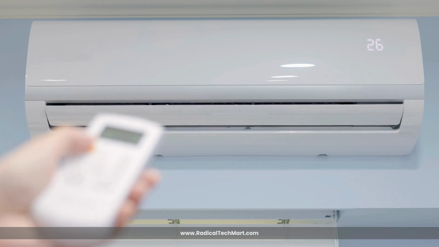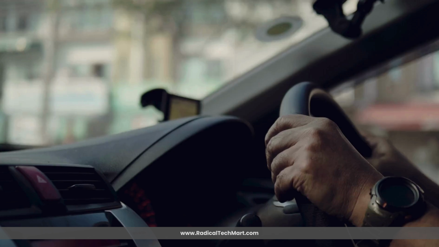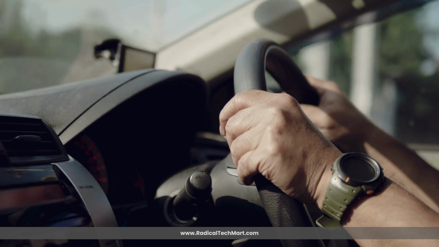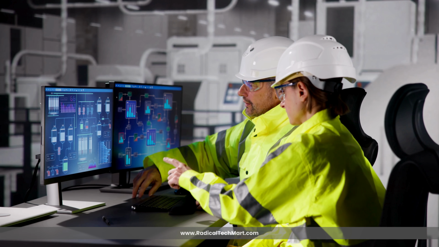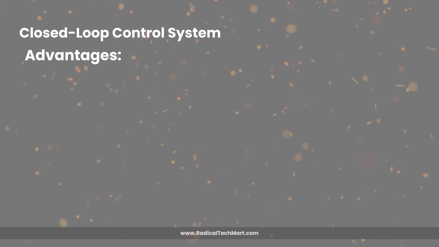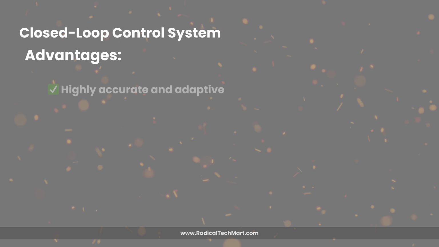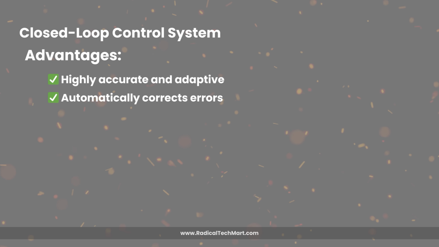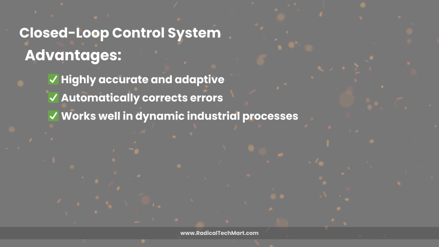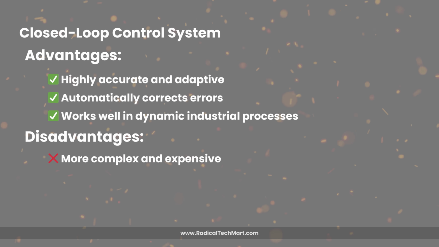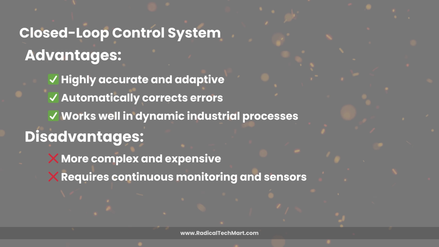Now let's take one example. An air conditioner adjusts cooling based on room temperature. Second is cruise control, where a car maintains its speed by adjusting the throttle. Industrial temperature control adjusts heater power to maintain the exact temperature. Now let's check the main advantages of the closed loop system. Highly accurate and adaptive. It also automatically corrects errors. Works well in dynamic industrial processes. Now let's go through the disadvantages. More complex and expensive, and requires continuous monitoring and sensors.